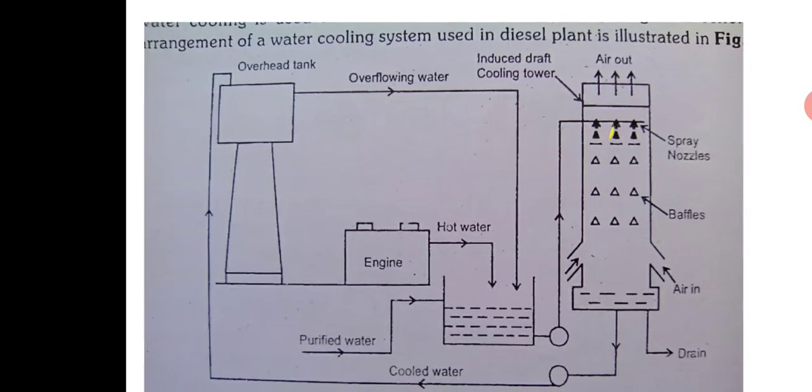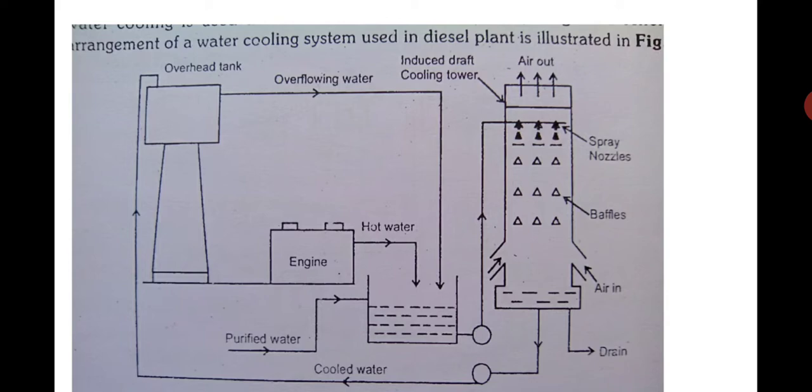So again we will see the components. One is the overhead tank to the extreme left. Then you have the engine. The overhead tank supplies water to the engine. In the engine this water becomes hot and is sent to the sump. From the sump it is pumped to the induced draft cooling tower. From the cooling tower it becomes cold water, and this cold water is pumped back to the overhead tank.